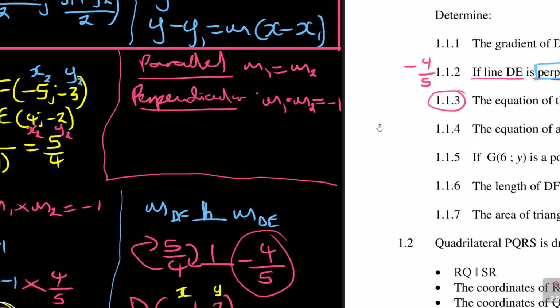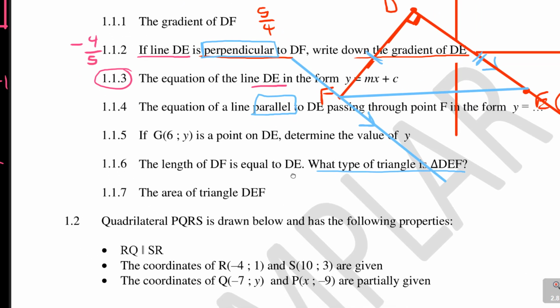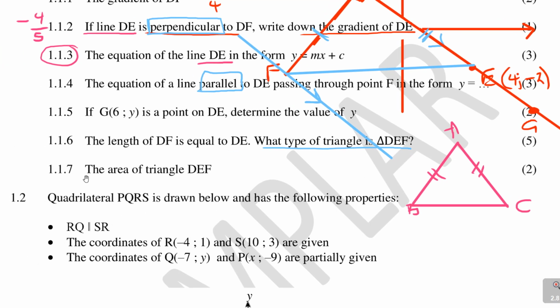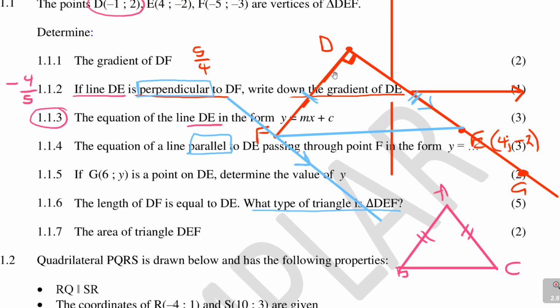You know what an isosceles triangle is, guys? An isosceles triangle is a triangle with 2 equal sides, you know that. So for any triangle, if I'm given A, B, and C, and AB is equal to AC, we call that an isosceles triangle. Alright, and then the last one says 1.1.7, the area of triangle DEF.